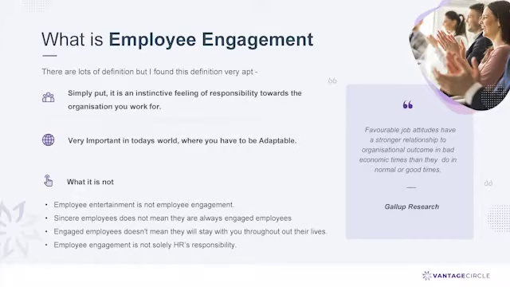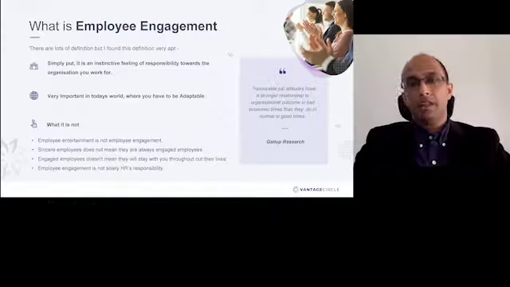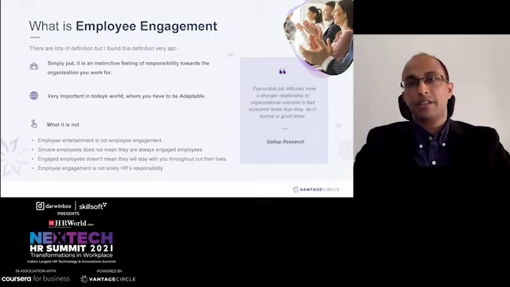And the second point, which is very important in today's world, is that employee engagement needs to be adaptable. What this means is that it's impossible to plan how to do employee engagement in the current time, because things are changing so fast. In an engaged workforce, the workforce itself is adaptable, and things keep on changing when it comes to employee engagement as well. So it has to be very much adaptable.